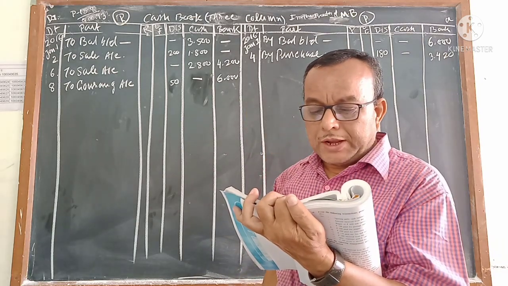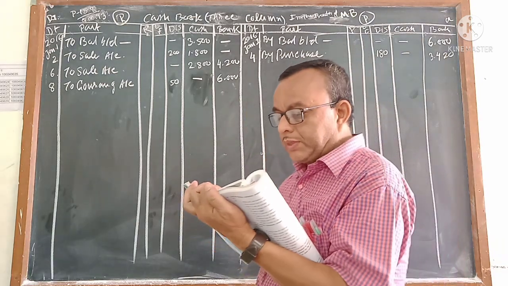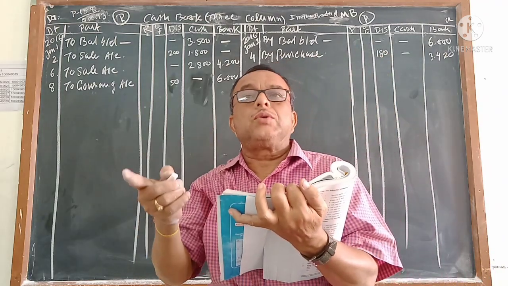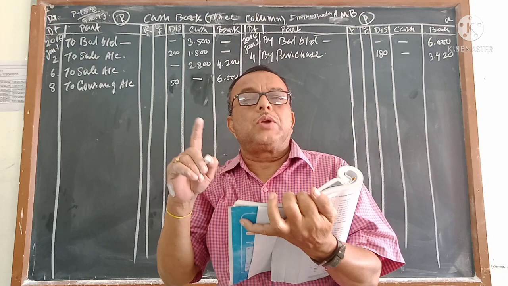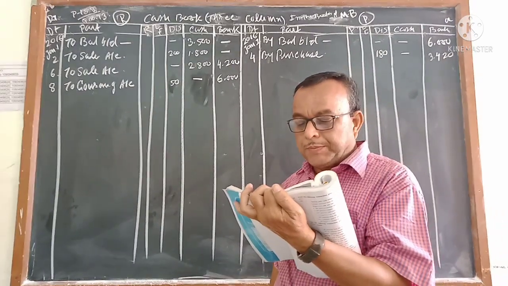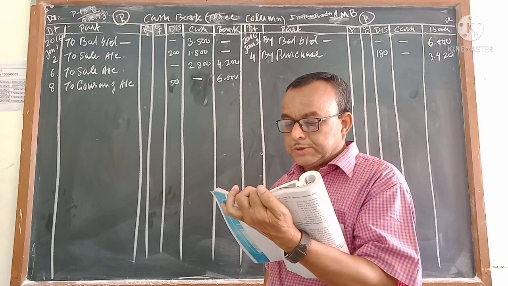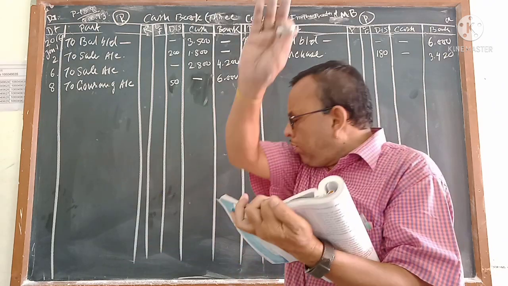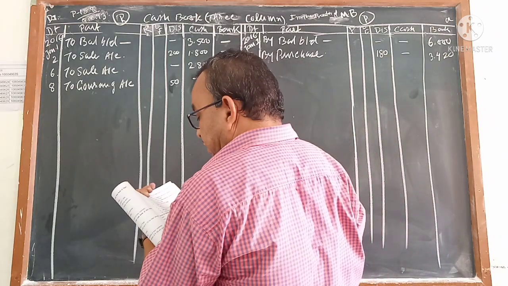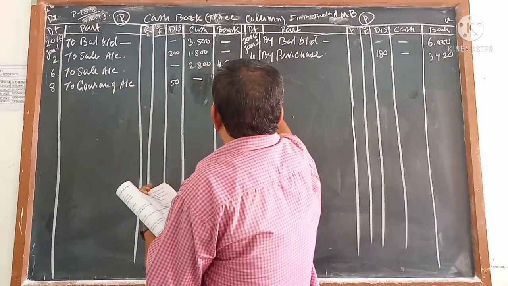Number 12. Salary 2,000 paid by NEFT. If NEFT or RTGS charge is given, that separately you write NEFT charge, separately you write RTGS charge. And the amount of salary of rupees 2,000 paid by NEFT and rupees 50 is for NEFT charge. NEFT means it is always bank. So it is coming number 12.